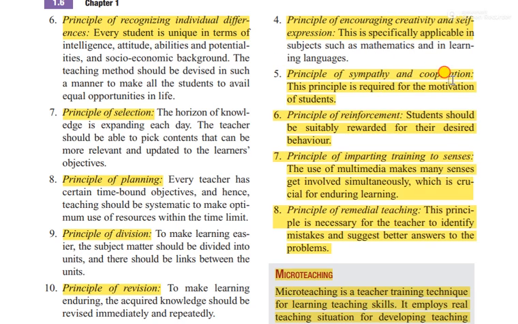The principle of sympathy and cooperation is also important. We should help our students. We should offer sympathy and cooperate. Cooperation between the teacher and student, and cooperation between peer students, is also necessary. Principle of reinforcement: students should be suitably rewarded for their desired behavior.